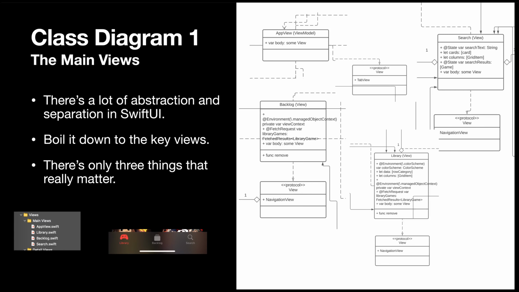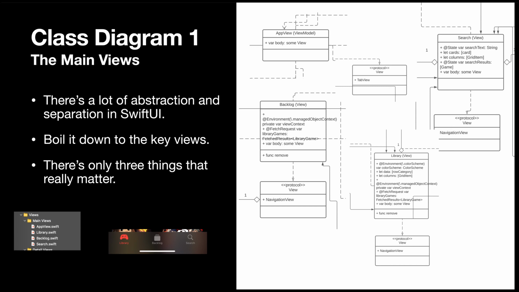You've got the app view, which is ultimately just a protocol implementing a tab view. And that tab view extends to the search view, which is a navigation view. It extends to the library view, which is a navigation view. It extends to backlog, which is a navigation view. So you've got all these navigation views, and they've got their own variables, right?